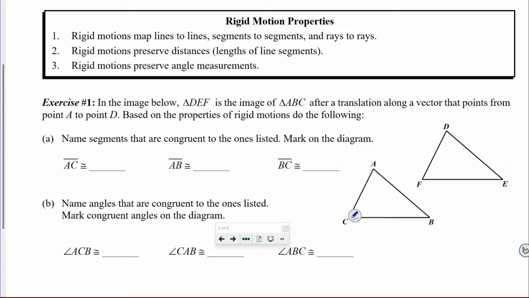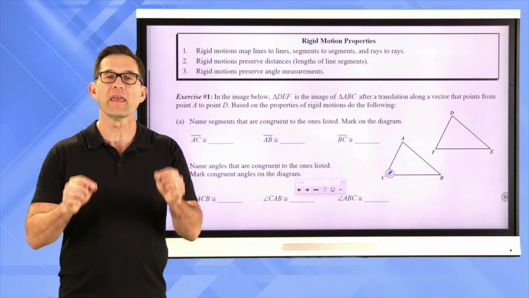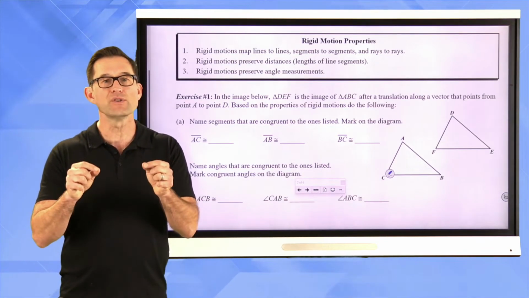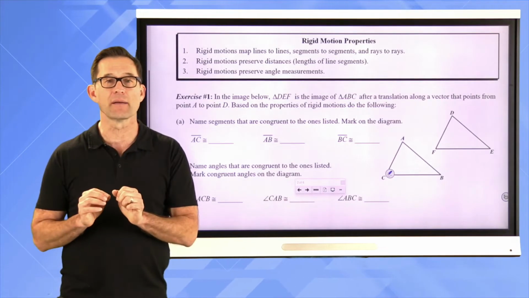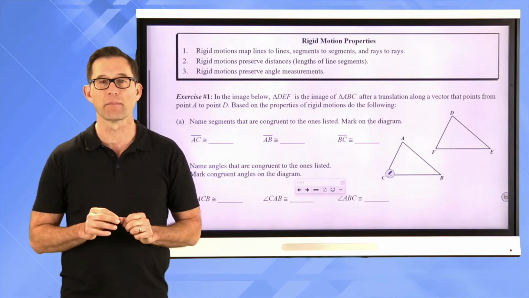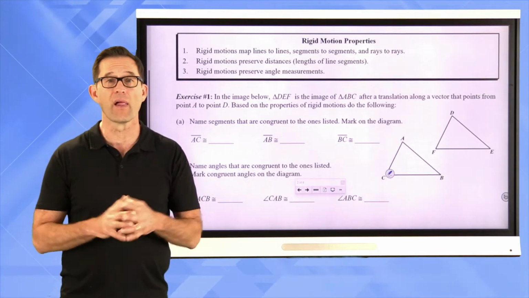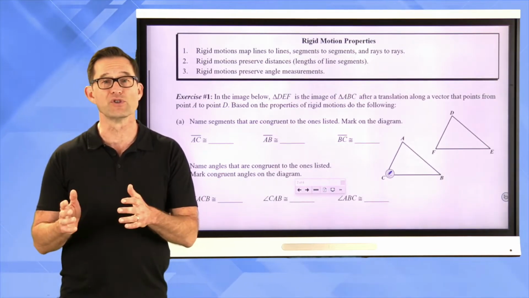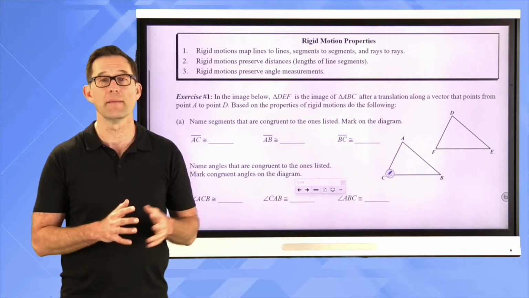Number two, rigid motions preserve distances. In other words, they preserve the lengths of line segments. And finally, rigid motions preserve angle measurements. Now, those last two are really the ones that we concentrate on. This idea that if I had a line segment, and I used a rigid motion to map it, then its image line segment would have the same length as the original line segment. Likewise, if I had an angle, in a figure or just a random angle hanging out, and I transformed it with a rigid motion, then the image angle would have the same measurement as the pre-image angle.